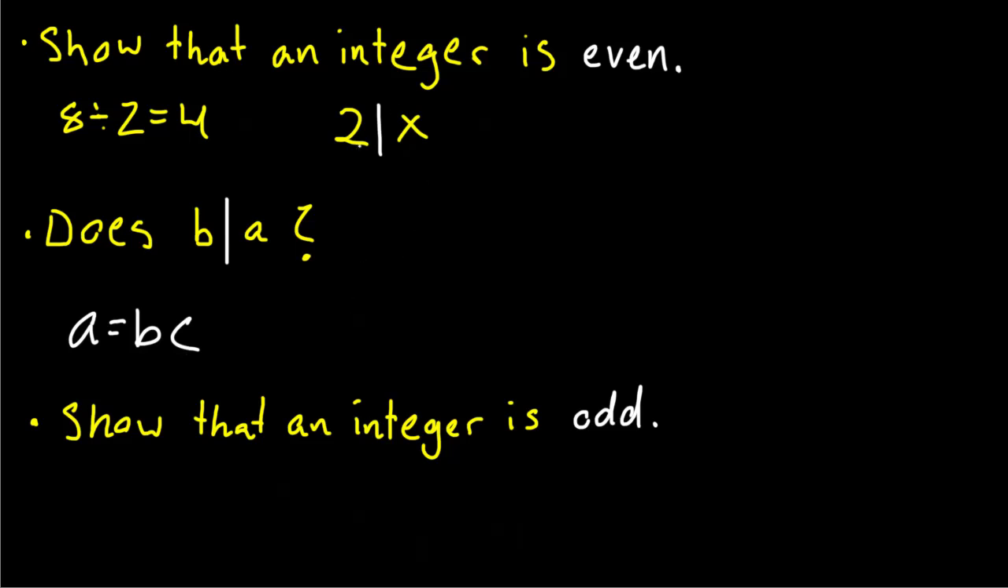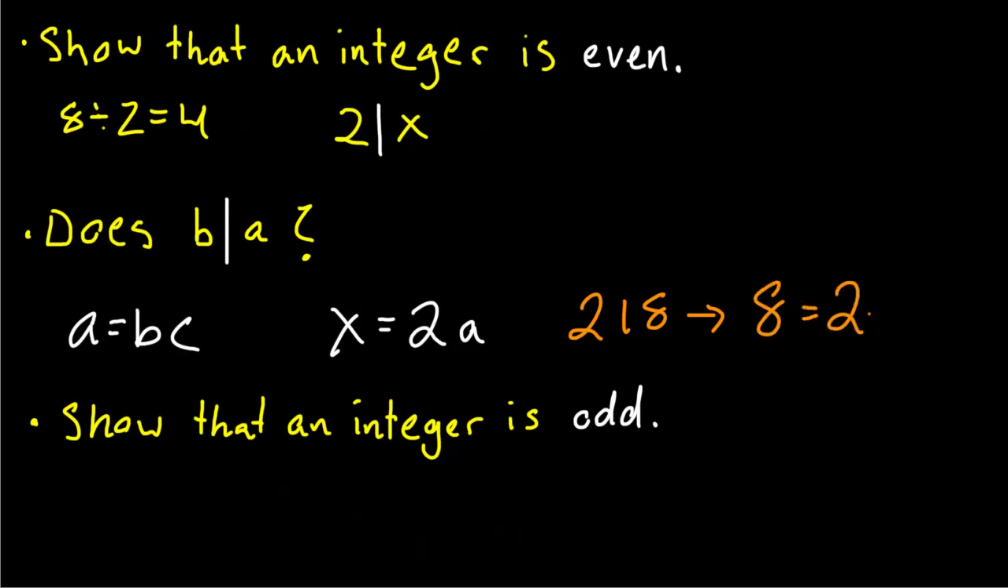So what does this mean in terms of our even numbers? We say 2 divides x means that x is an even number. That means we can write x as x is equal to 2 times some integer, and we'll call this integer a. And this makes sense, right? If we go back to our example with the integer 8, we say 2 divides 8, thus 8 can be written as 2 times some integer a, and in this case that integer a is 4. So this makes sense so far, right?